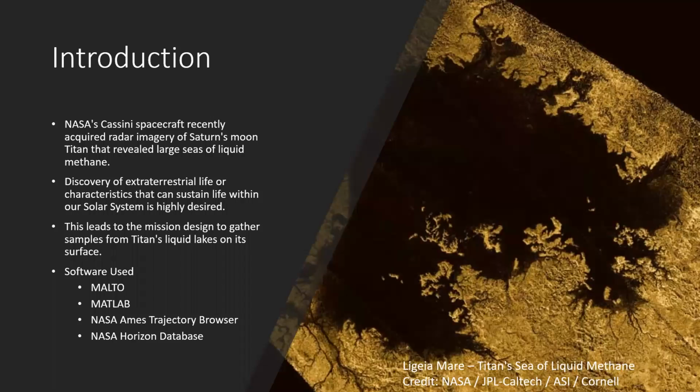Next slide, please. Recently, NASA's Cassini spacecraft has revealed large seas of liquid methane on Titan, one of Saturn's moons. This is in relation to the discovery of extraterrestrial life or characteristics that can sustain life within our solar system, which is highly desired. And this leads to the current mission to gather samples from Titan's liquid lakes on its surface.